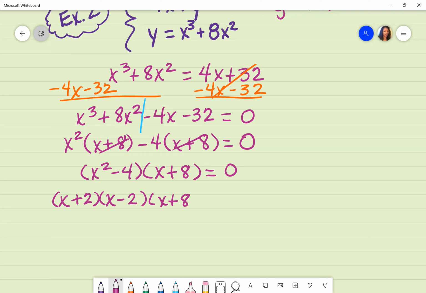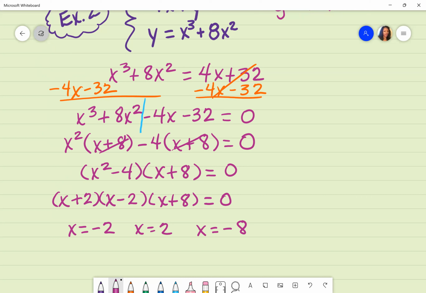Along with the x plus 8. Set that equal to 0. What can I put in the place of each of these x's to make it end up being 0? In a case like this, where your leading coefficient is just 1, all you have to do is just switch the sign. So x in this one is -2, x in the next one is +2, and x in the next one is -8. So that's factoring by grouping.